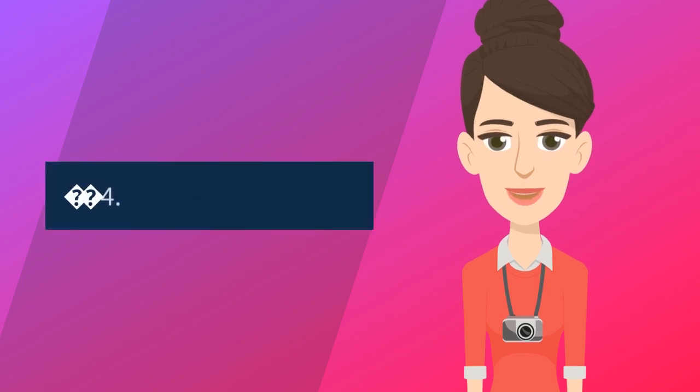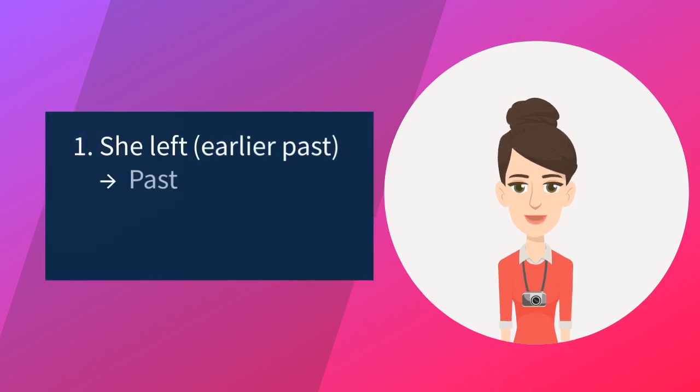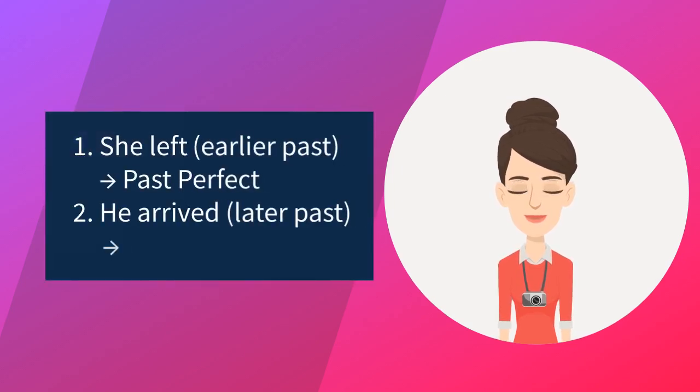4. Timeline example. She left, earlier past, past perfect. He arrived, later past, simple past.